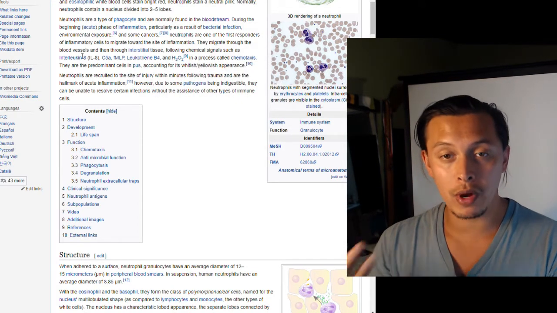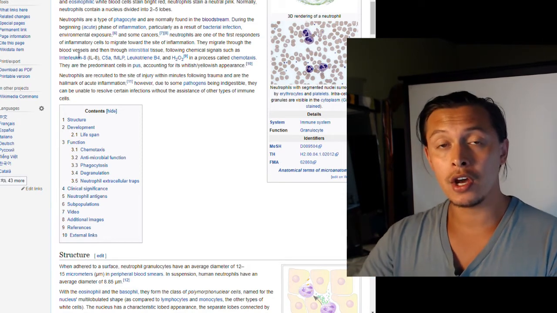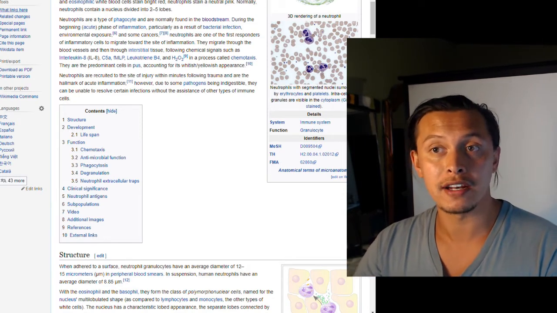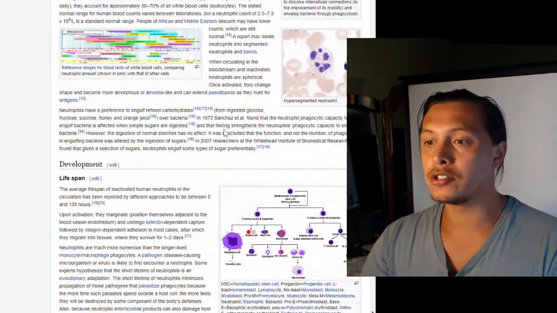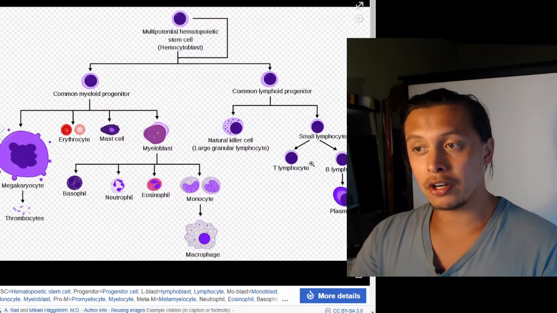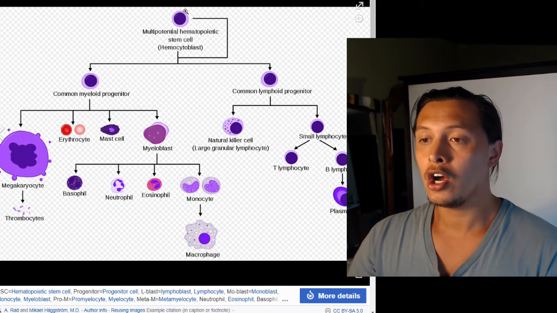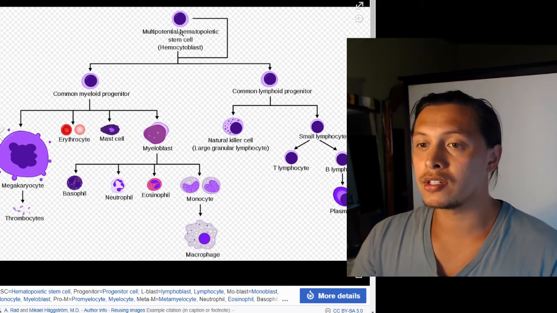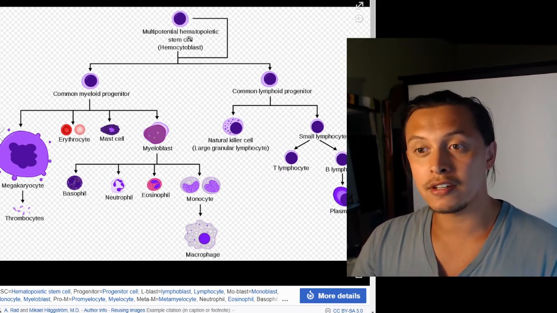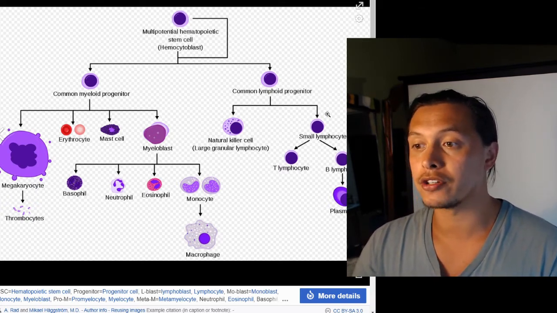And so with these chemicals in the environment, they taxis, or they move towards the chemicals in order to fight an infection. So with this, and just so that we're all clear, here we have the multipotential hematopoietic stem cells, which I would presume would be in the bone marrow. And so this can multiply, but sometimes they can differentiate into these common myeloid progenitors or the common lymphoid progenitors.